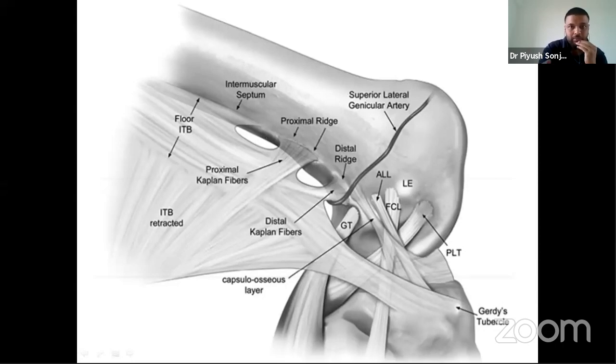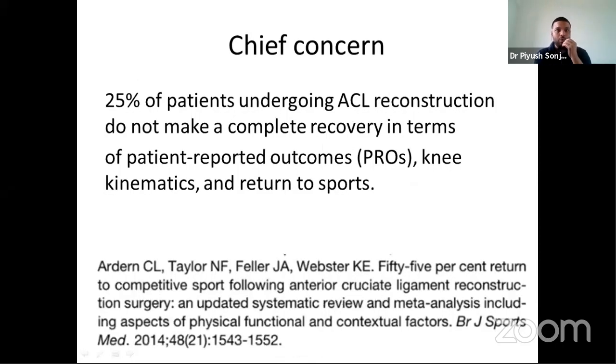So this is a nice diagram. And then what is our chief concern now? Most of the patients are recovering, but 25% of patients going for ACL reconstruction have some problems, like in knee kinematics and return to sports.